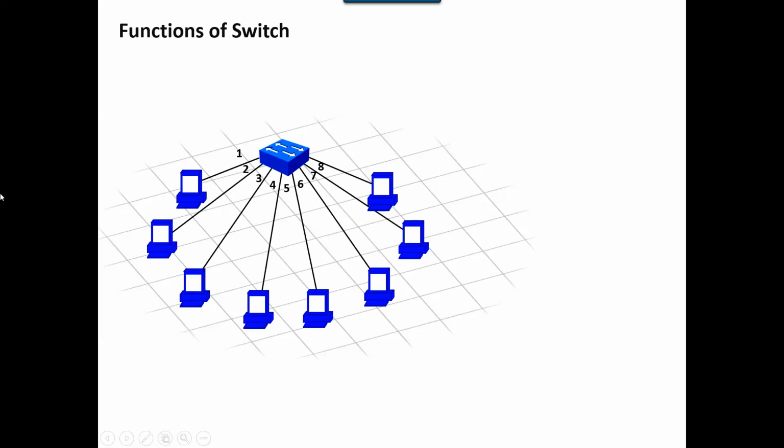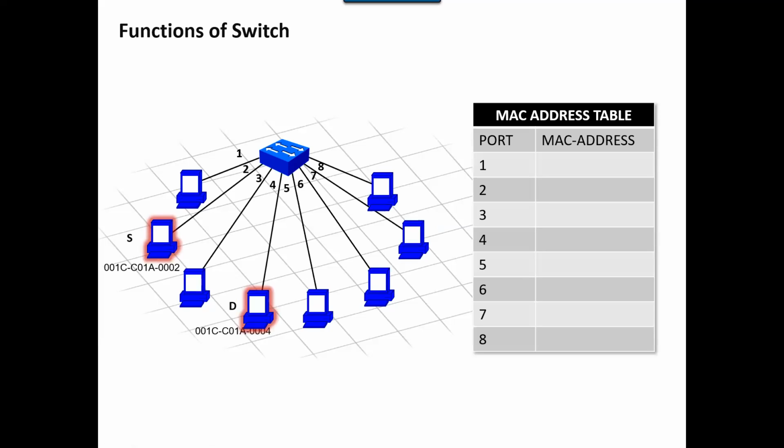For the first time, if A wants to transfer the data to B system, here also A system will send the request to the switch. For example, system 1 wants to transfer the data to system 2. So first system will send the request to the switch: my system is 1, I want to transfer the data to 2. Now what the switch will do is it will broadcast the data.